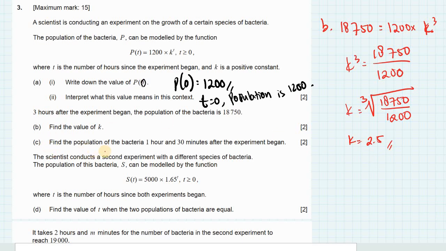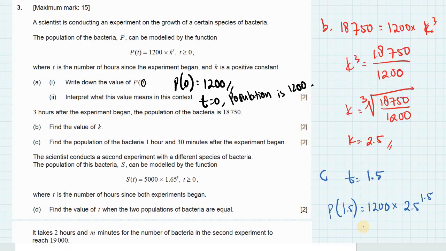Okay, C. Find the population of the bacteria 1 hour and 30 minutes after the experiment began. Question C. So 1 hour and 30 minutes is t equal to 1.5. Remember, not 1.3, because 30 minutes is half an hour. So the population, P of 1.5 is equal to 1200 times k, which is 2.5, to the power of 1.5.